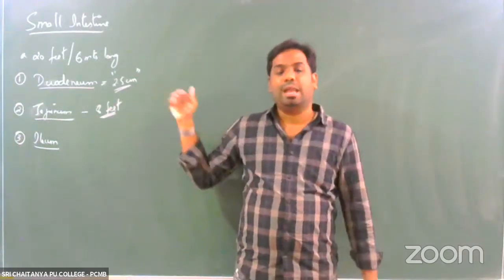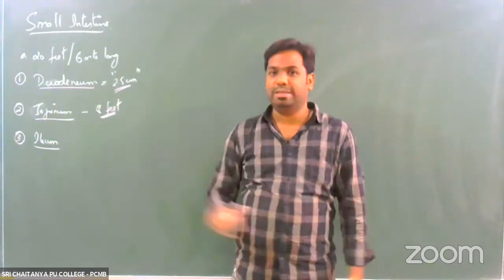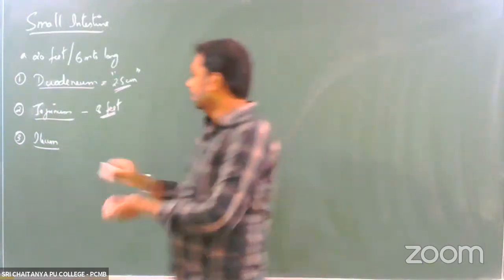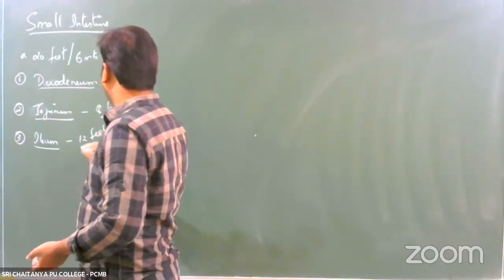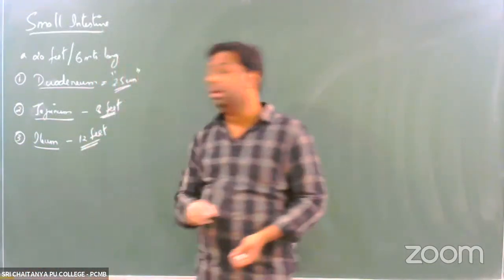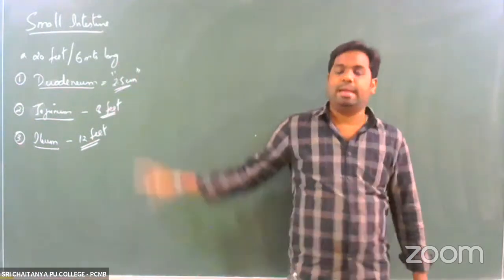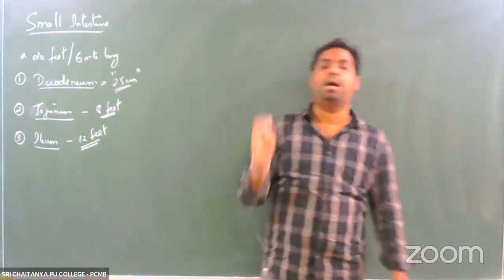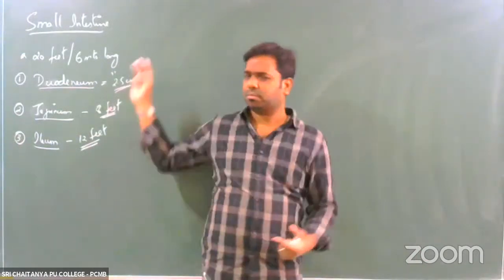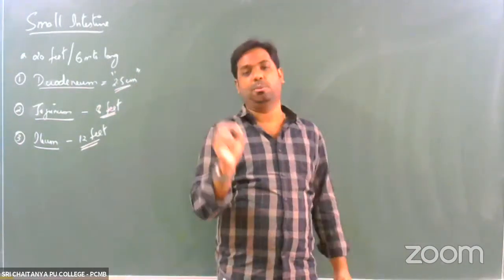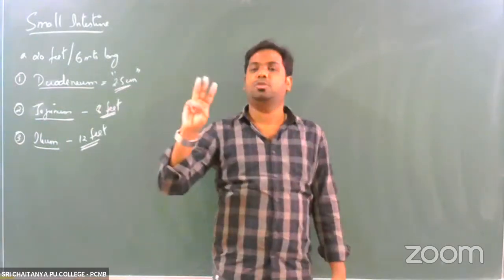The third, or last, part of the small intestine is called the ileum. The ileum is approximately 12 feet long, and it is the longest part of the small intestine we have inside our system. This ileum also is a highly coiled structure.